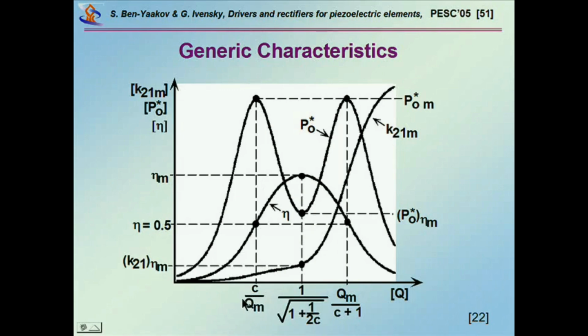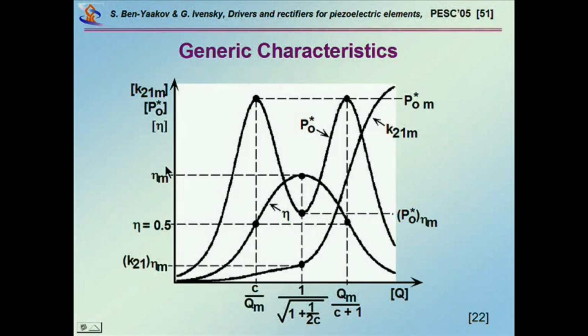Unfortunately, at this point the efficiency is only 50%, because if the load is equal to the internal resistance, then 50% goes to dissipation within the transformer. This is a very bad point to work. So this is not a good point. The point where you'd like to work is where you have maximum efficiency, and this turns out to be this point here. At this point, you get maximum efficiency.